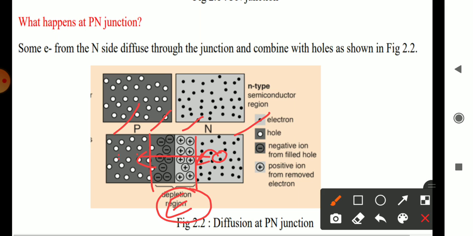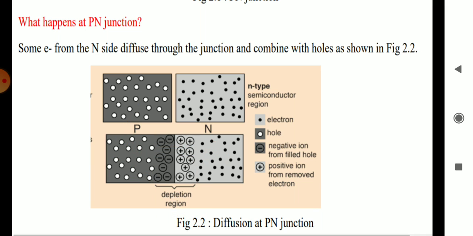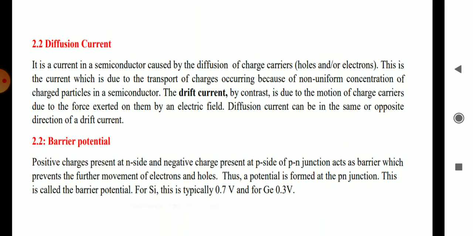Whatever electrons, the minority charge carriers, are present in the p region, they will be wandering inside this p region. When they reach this junction, because of the electric field, they get swept again back to the n region. So this process is exactly opposite to the diffusion process. That's why drift current and diffusion current are exactly opposite to each other. Getting my point? Diffusion current and drift current, two currents.